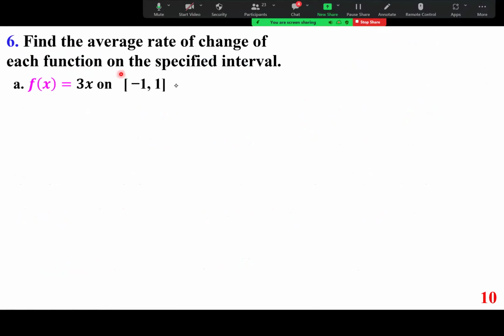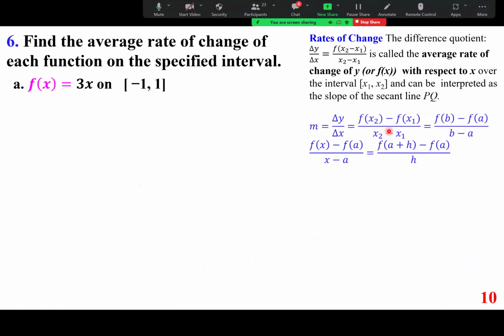Find the average rate of change of each function on the specified interval. f of x equals 3x. We want to go from -1 to 1. And again, reminding you of this, you remember we've looked at this concept before. So please understand this is not a pair. We're going to go from x equals -1 to x equals 1. So we want f of 1 minus f of -1 over 1 minus -1. In other words, look at this one. It makes it easier if we look at this one.